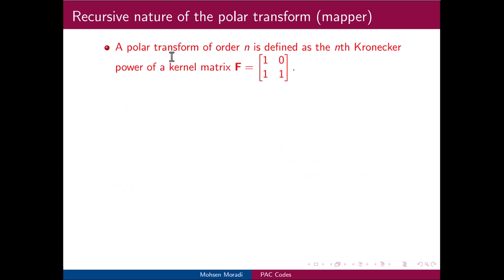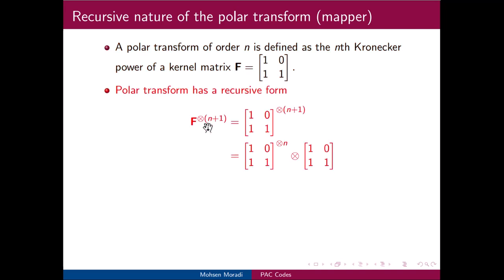A polar transform or polar mapper of order n, where n is the logarithm base 2 of the data length capital N, is defined as the nth canonical power of a kernel matrix F. We try to use boldface capital letters for the matrices.